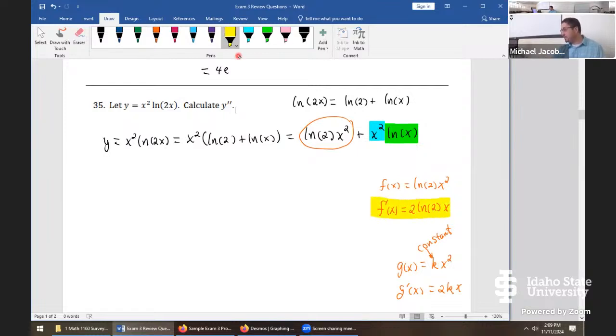But let me pause right here. Does that make sense to folks on getting that derivative? I honestly find it kind of tricky.